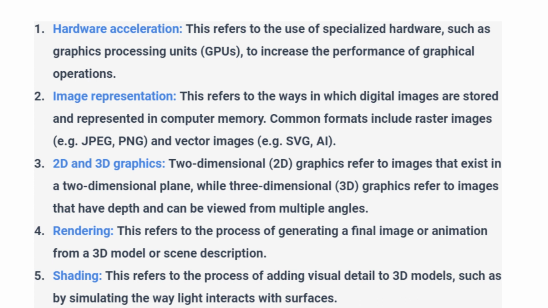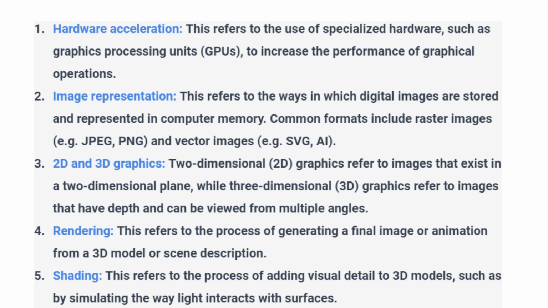Common formats include raster images, e.g. JPEG, PNG, and vector images, e.g. SVG, AI. 2D and 3D graphics. Two-dimensional, 2D, graphics refer to images that exist in a two-dimensional plane, while three-dimensional, 3D, graphics refer to images that have depth and can be viewed from multiple angles.